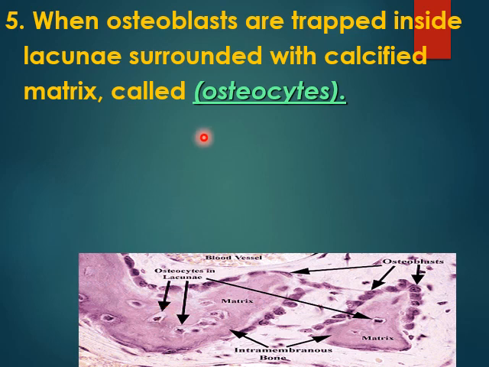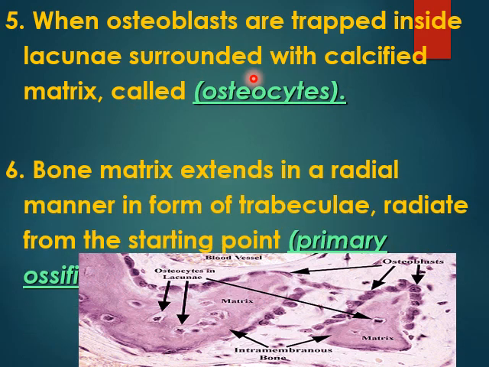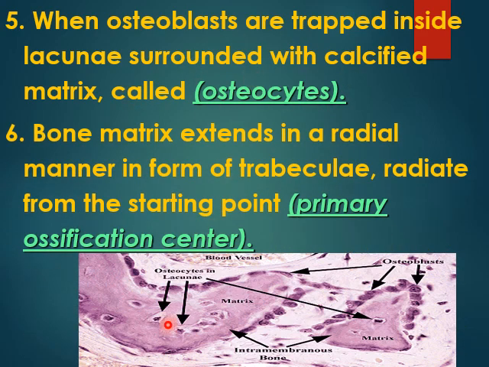When the osteoblast becomes trapped inside the lacuna, it changes its name into osteocyte. Here, as you see, the bone matrix extends in a radial manner to form trabeculae, radiating from the primary center of ossification. So, I have irregular bone trabeculae and osteocytes imprisoned inside the lacunae.